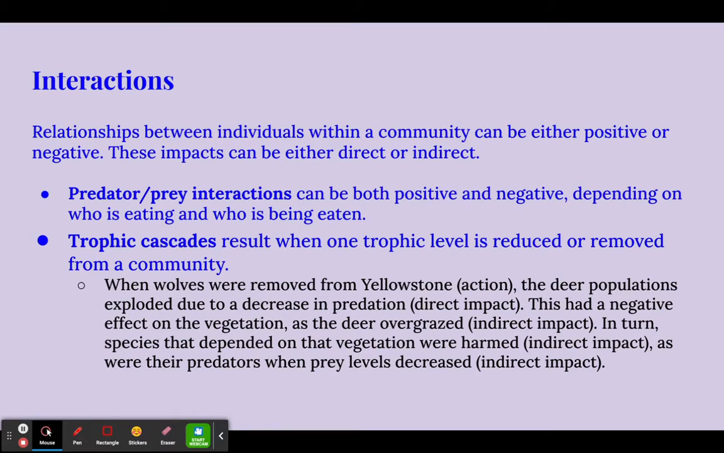When we talk about direct and indirect effects, this usually leads us to talk about trophic cascades. This is when one trophic level is reduced or removed from a community completely. I already talked about the wolves of Yellowstone. When they were taken out of Yellowstone, that entire trophic level, which is our top predator, was taken out. Our herbivores, or our primary consumers, thrived. So this had a positive direct effect on the elk population. But then this had a very negative indirect effect on vegetation because deer were overgrazing the grass. And that indirect impact on vegetation then really messed up the rest of this community.